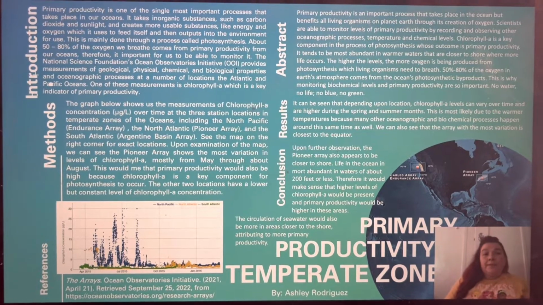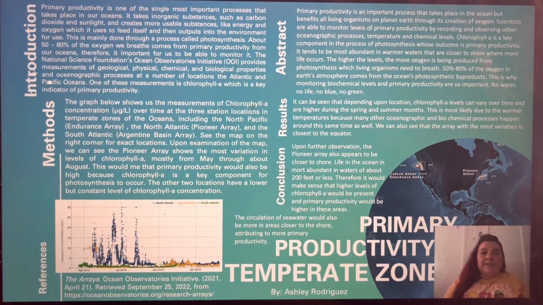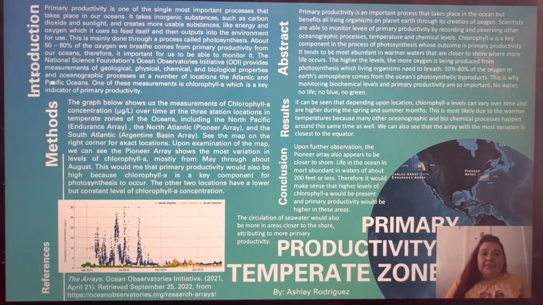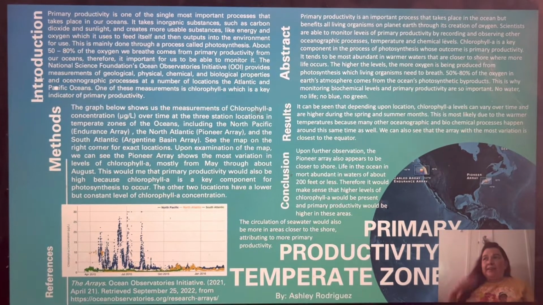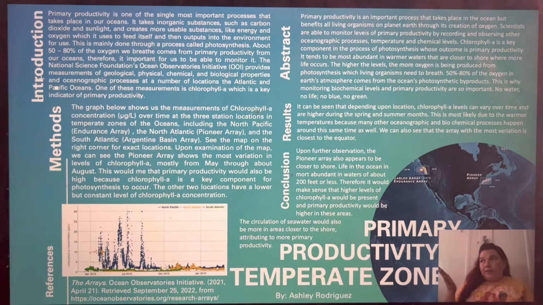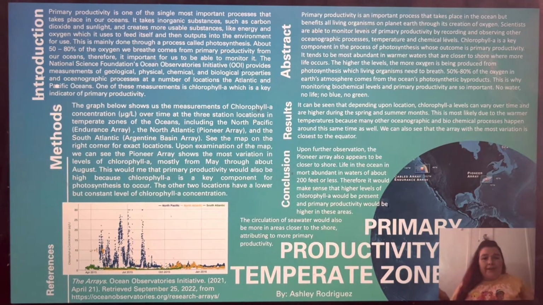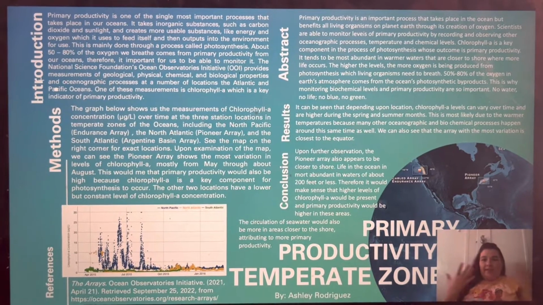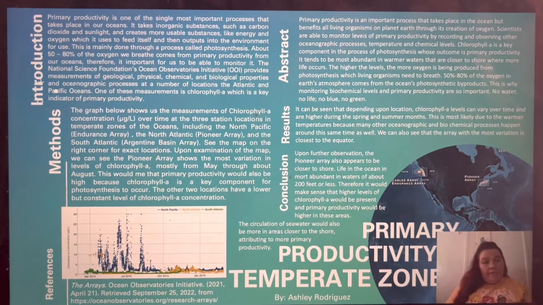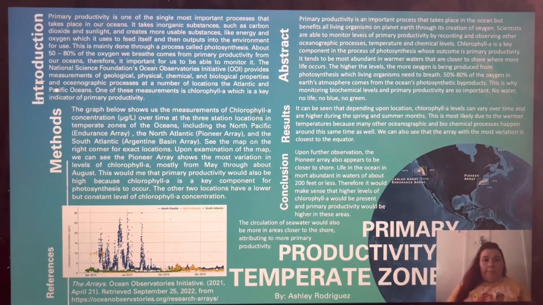Basically, primary productivity is one of the single most important processes that takes place in our oceans. It takes inorganic molecules or substances and turns them into organic substances, which we as humans can use, as well as anything else that is living, and our environment benefits from it as well.